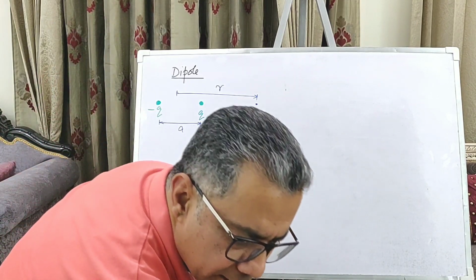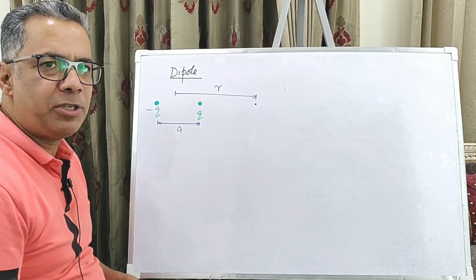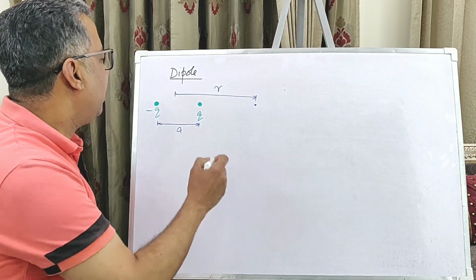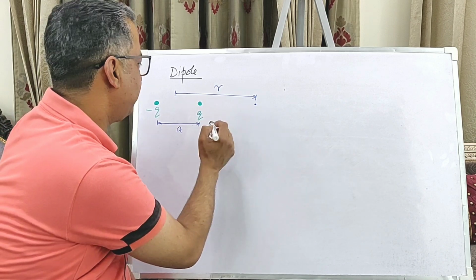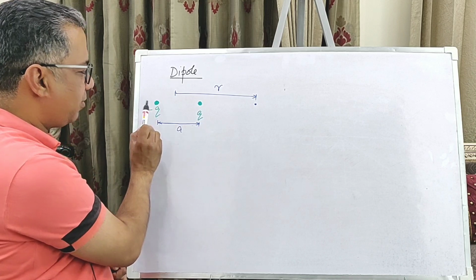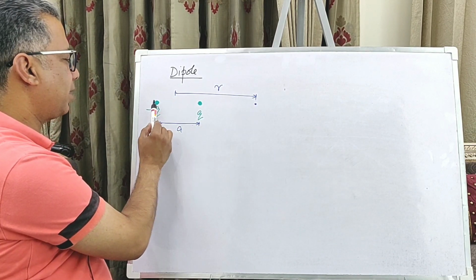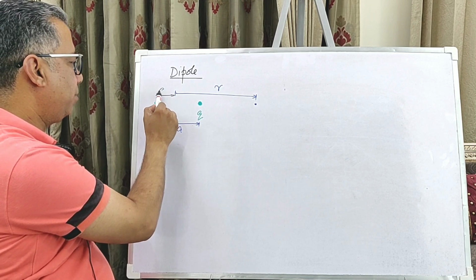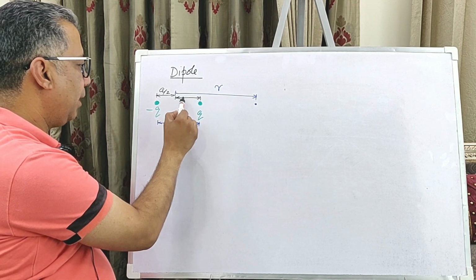Now to calculate the potential here, we'll be using the formula or the result for calculating potential of a point charge at a point close to it. Now the distance of the charge plus Q from this point would be R minus A by 2, and the distance of the charge minus Q from this point will be R plus A by 2. Right? So we have this distance is A by 2, and this distance is also A by 2.